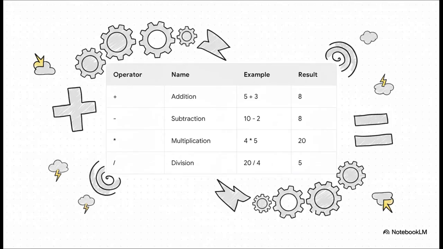And these symbols should look really familiar. I mean, it's just addition, subtraction, multiplication, and division. We all learn this stuff in elementary school. And at its very core, this is what a computer does best. It just crunches numbers using these basic operators, but millions of times faster than we ever could.